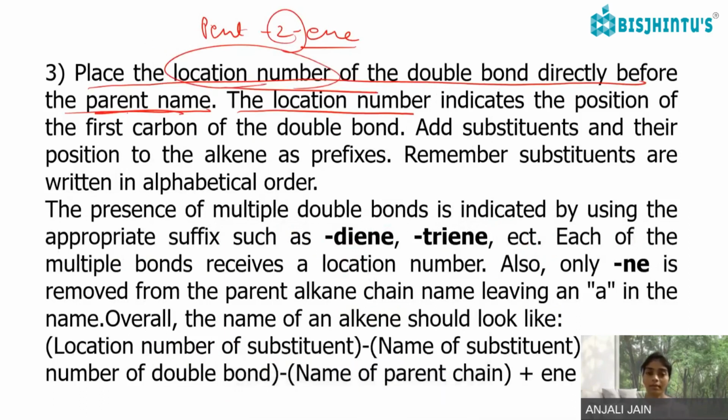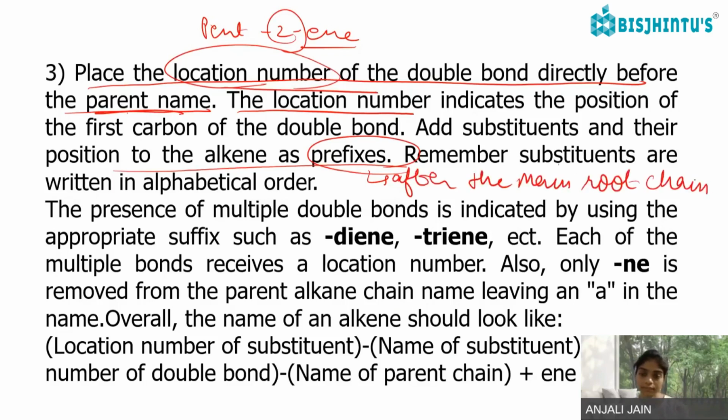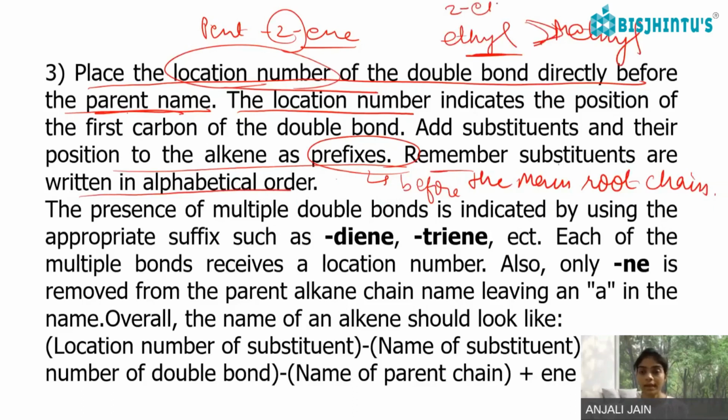Add substituents and their positions to the alkene as prefixes before the main root. Remember, substituents are written in alphabetical order. If I have ethyl and methyl, then I will give priority to ethyl, like 2-ethylpentene, before the parent chain. Pentene was my parent chain.